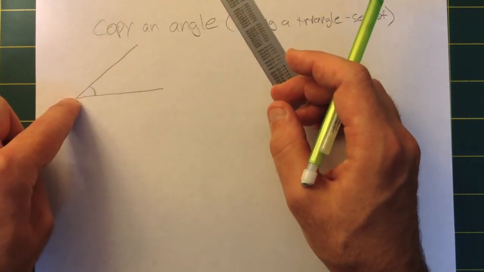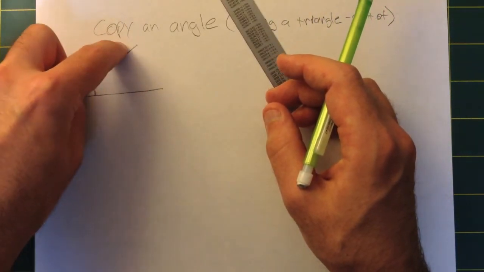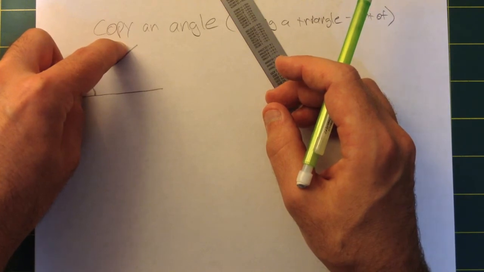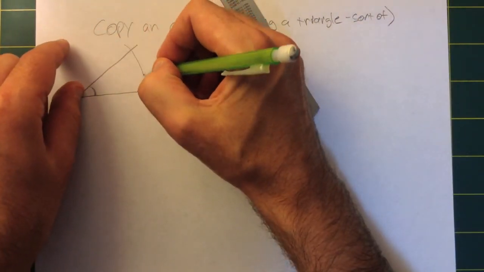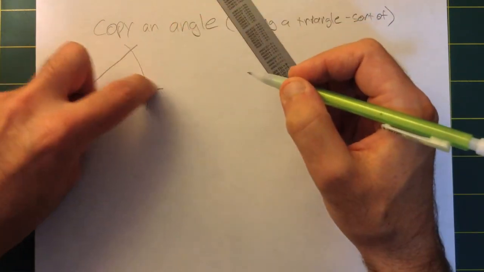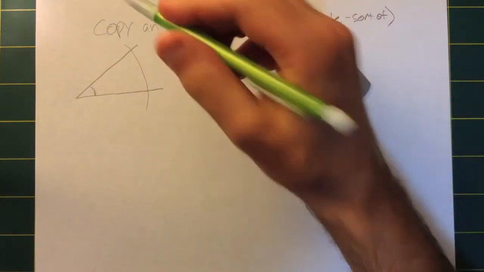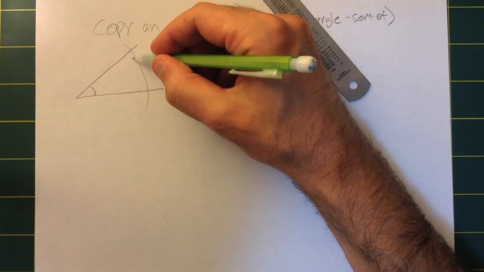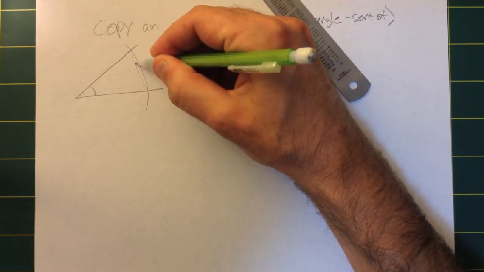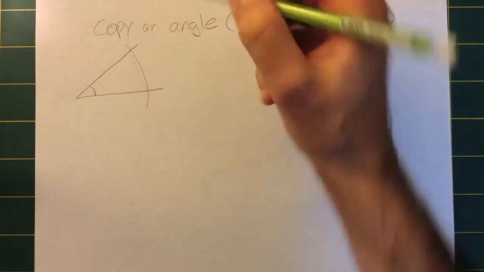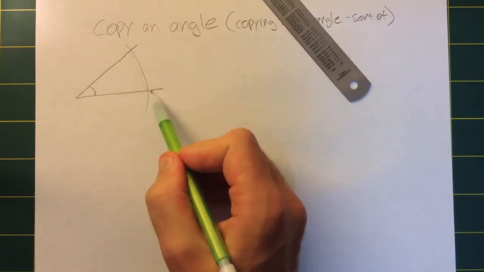I will pin my compass to this vertex, open up to some distance. It doesn't matter how far you open up, as long as when you make your arc, you end up hitting both sides of the angle. If I wanted to, I could sketch a triangle in here. I'm not actually going to do that, but I could imagine that there is a triangle here, where this side is the same as this side.